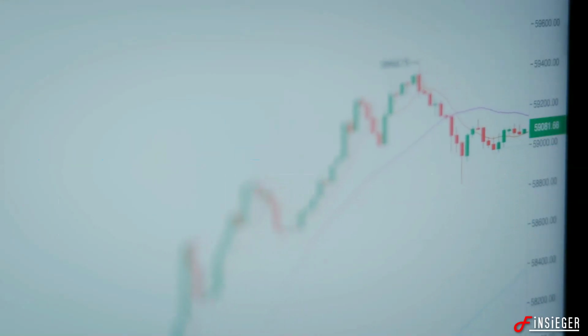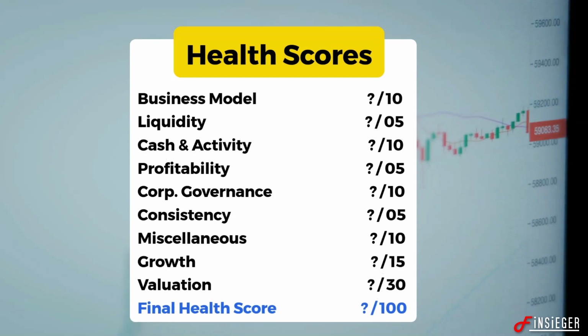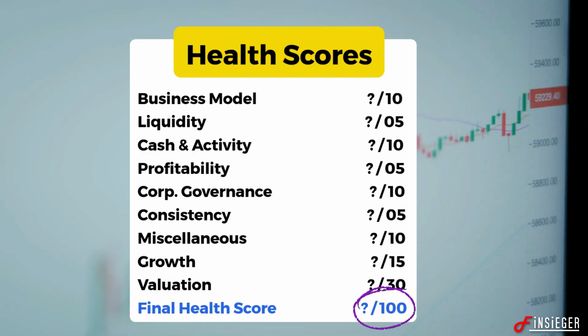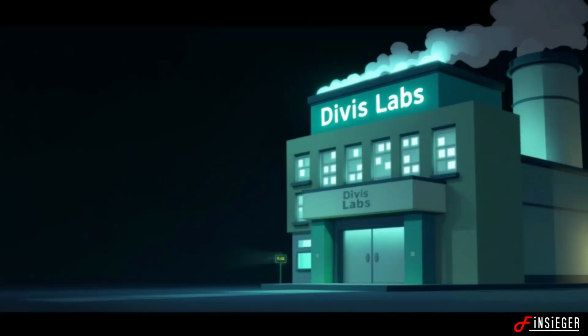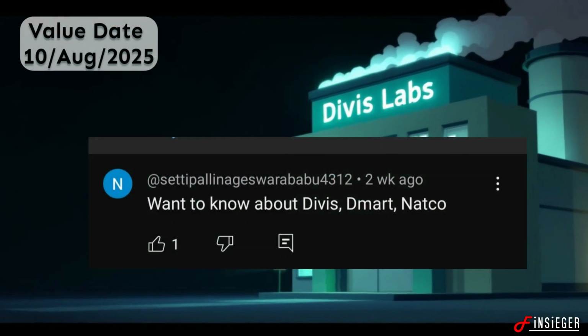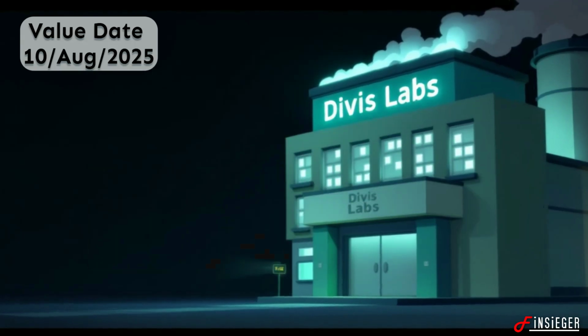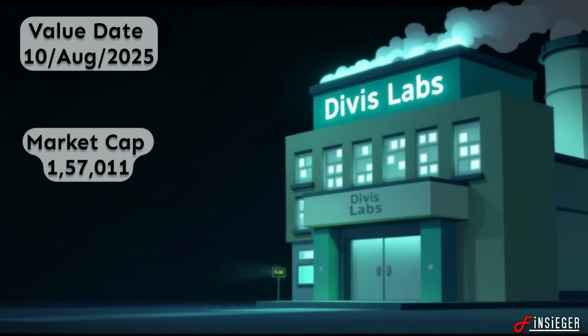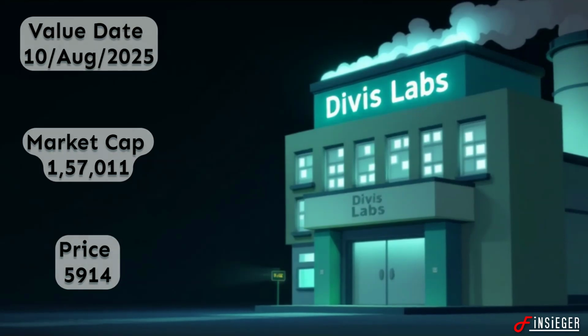In this series, we are going to look at certain parameters and get to the final health score of the stock requested by you in the comments section. Today's stock is Divis Labs, which was requested by one of our amazing subscribers. It has a market cap around 1.6 lakh crores and stock price around 5,900.